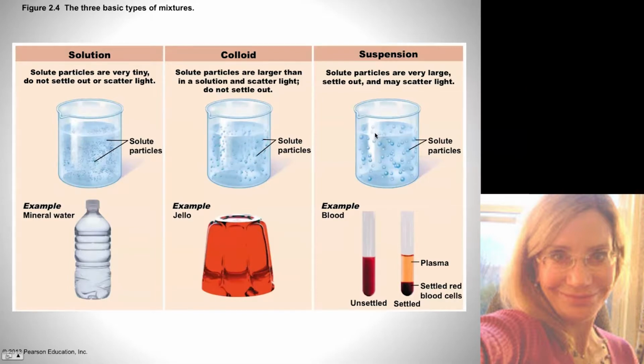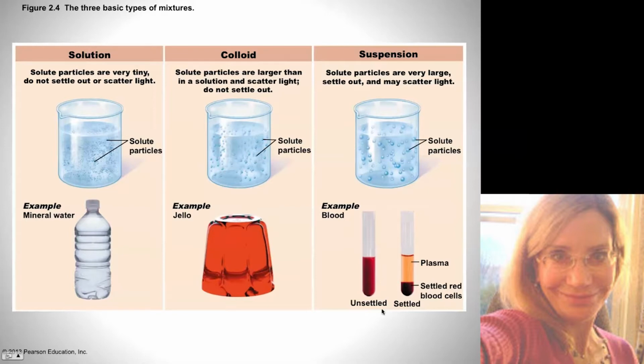And on the far right, you can see that example again of the blood. The solute particles are very large, they settle out, and they may scatter light. So blood is actually a suspension. It has the liquid plasma, and there are also ions like sodium chloride that are dissolved in it, but it's considered a suspension because when you take whole blood and put it in a centrifuge, it spins around very quickly with the bottom parts of the test tubes kind of pointed outward.